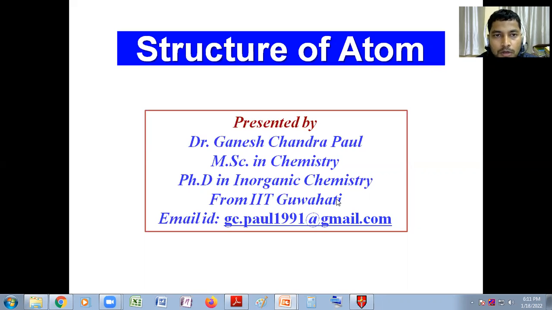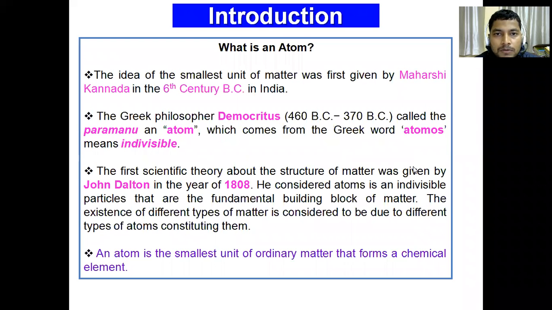So today I am going to talk about the big introduction on structure of atoms. So first of all, we have to know what is called atoms. As you can see over here, the idea of the smallest unit of matter was first given by Maharshi Kannada in the 16th century before Christ in India. Thereafter, the great Greek philosopher Democritus called it Paramanu, or in modern day it is called atom, which comes from the Greek word atomos, which means indivisible.